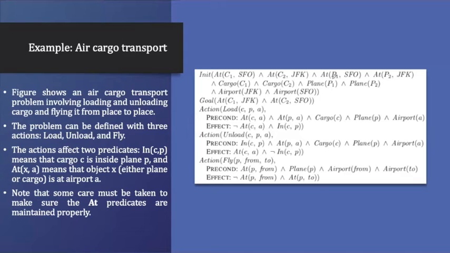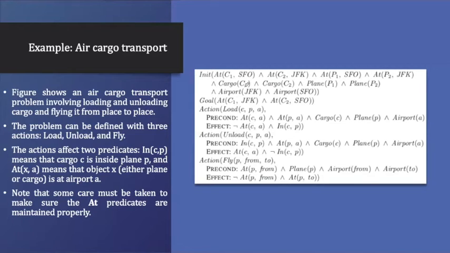There is a P1. P1 is a plane. Where is the plane? The plane is there in SFO. SFO means your San Francisco airport. And where is your plane two? Plane two is JF Kennedy Airport.